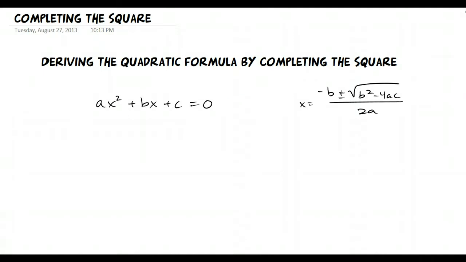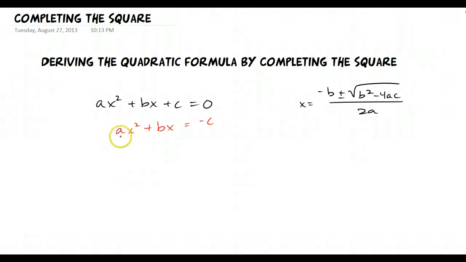is we're going to complete the square here. So when completing the square, we're going to follow the same steps we normally would if we had just regular numbers here. The first step is always to move the constant term. So I'm going to subtract c first on both sides, and I end up with ax squared plus bx equaling negative c.